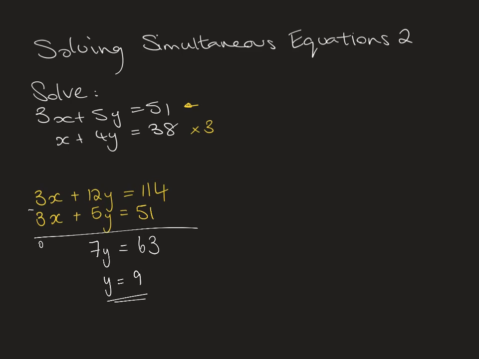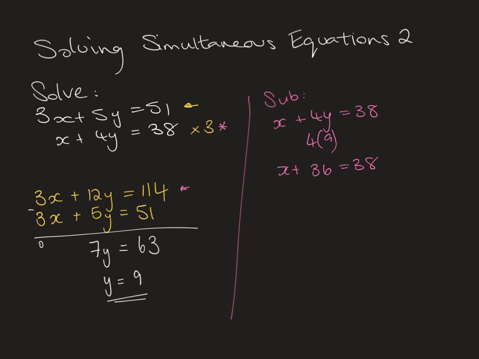From here on through, we use exactly the same steps as we did for the easier questions. We then substitute to work out the other variable. I'm going to use the second equation, the original one, because it's only got a single x in, so that's the easiest one, but it doesn't matter, you could choose either, or we could even go with the one we've got by multiplying by 3. But using this one, x add 4y is 38, well 4 times 9 is 36, so we get x add 36 is 38, and so subtracting 36 from both sides, x is equal to 2.